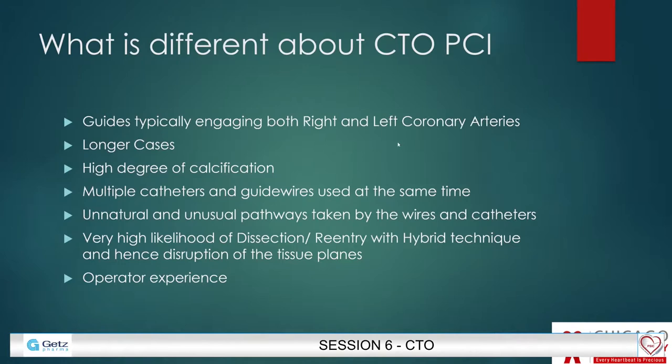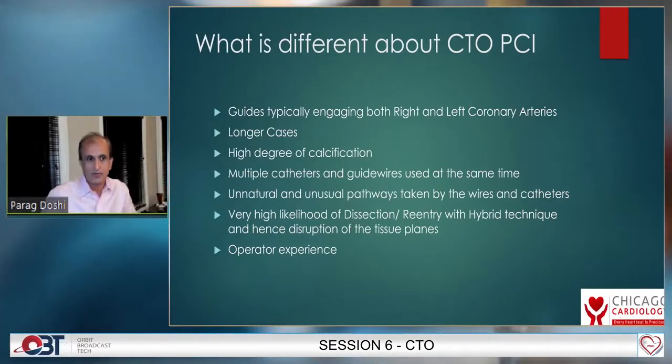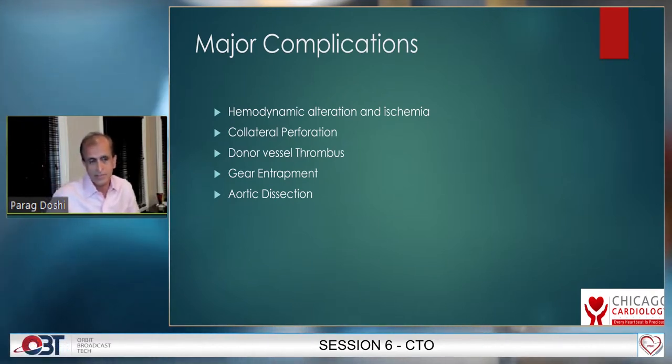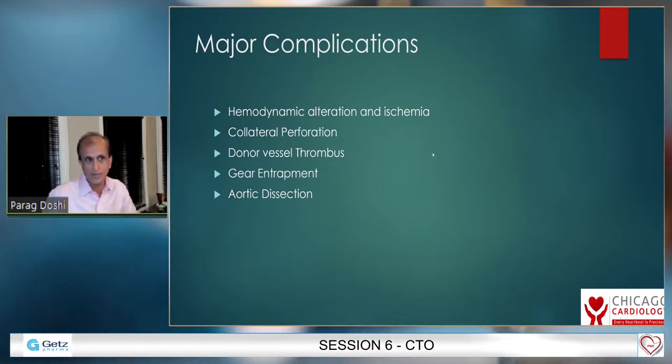Unusual and unnatural pathways are taken by the wires and catheters. You have a very high likelihood of dissection and re-entry with hybrid techniques, with antegrade and retrograde approaches disrupting the tissue planes. And of course, operator experience does matter. What are the major complications? You have hemodynamic alteration and ischemia, including death, collateral or main vessel perforation. Donor vessel thrombus is a disaster that can be avoided to some extent. Gear entrapment, as Dr. Brilakis showed. Aortic dissection is another major complication that you have to be thinking of.